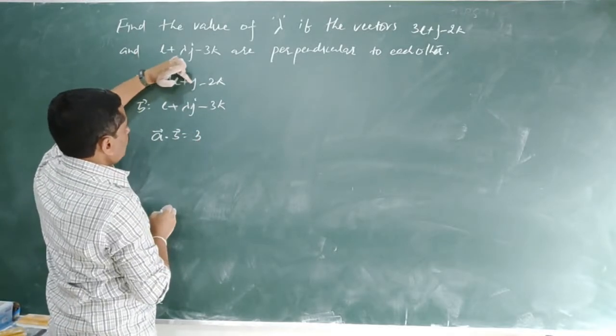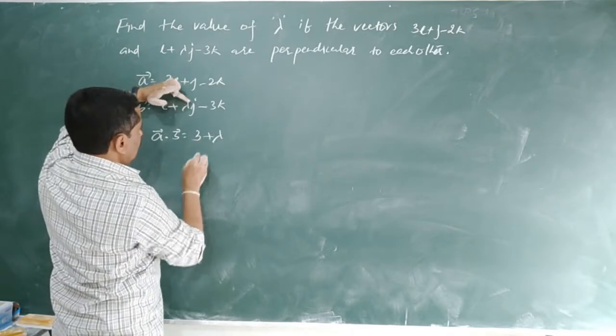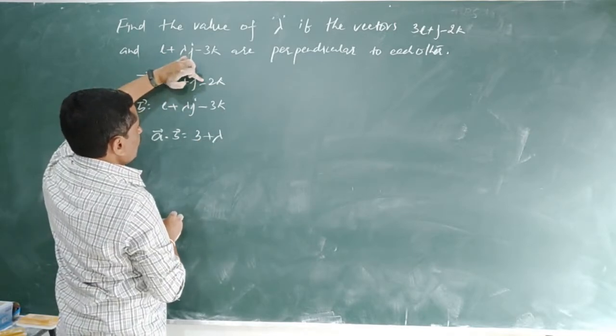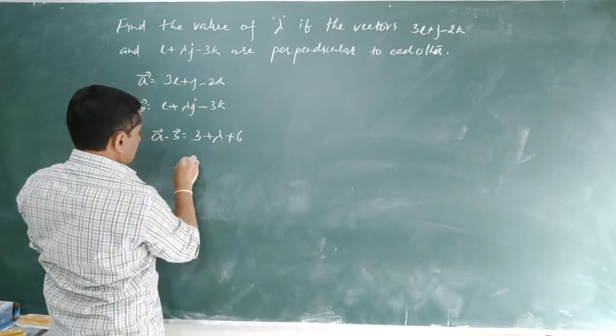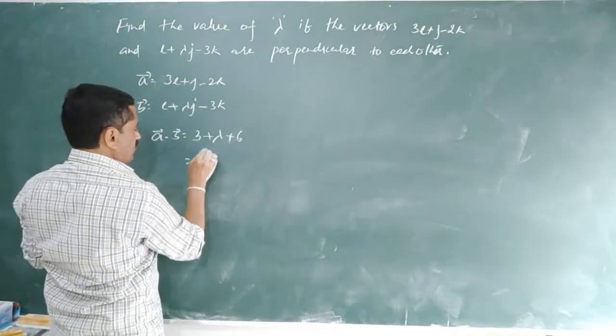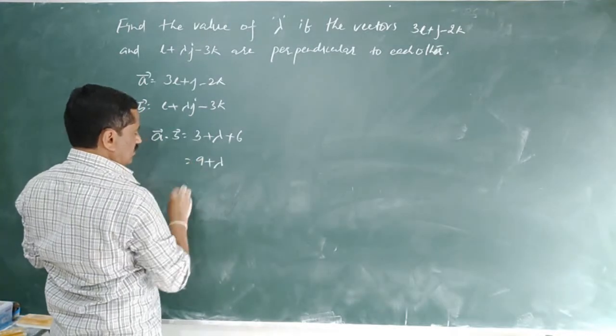Again 1 into lambda, we have lambda. Again we have minus 2 into minus 3, we have plus 6. Again that is equal to 3 plus 6, we have 9 plus lambda.